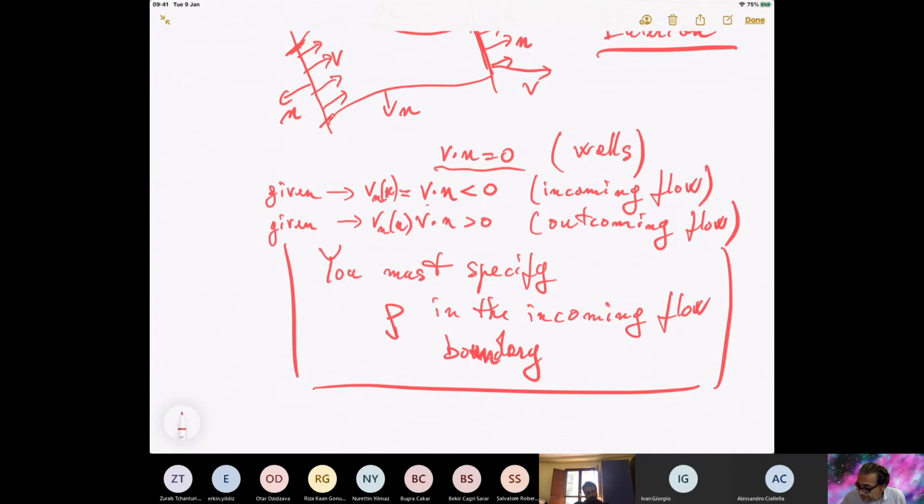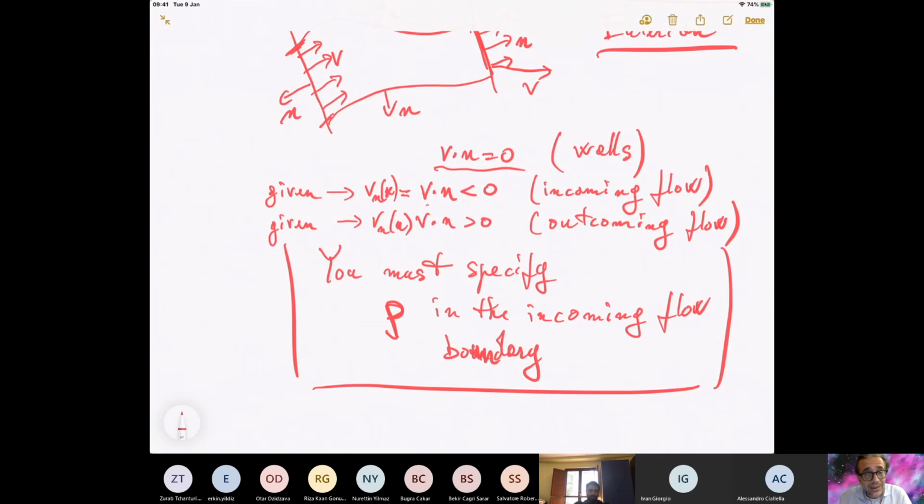Okay? And this has a very clear physical interpretation. You must tell your mathematical problem how much mass is entering at every point where incoming flow is arriving.